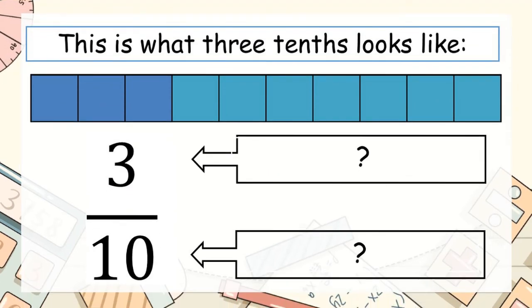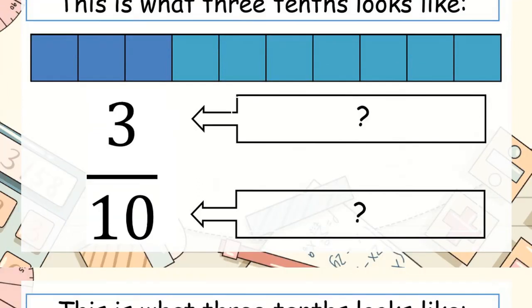Well, this is what 3/10 would look like. On the picture, it's got 3 shaded boxes out of 10, and as a fraction, it's 3/10. Can you remember what the 3 means and what the 10 means? And can you remember the special names for the top number and the bottom number in a fraction? Pause the video and see if you can remember.